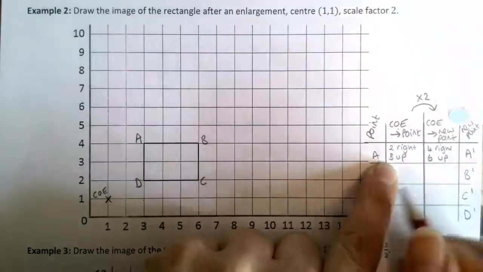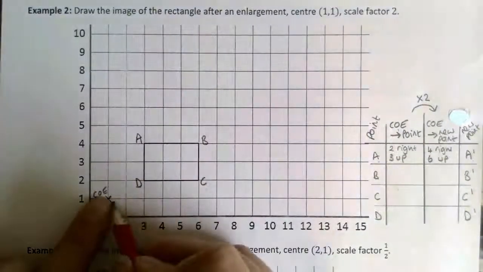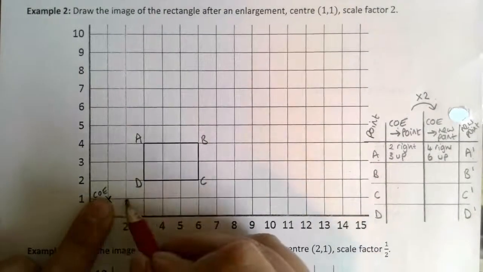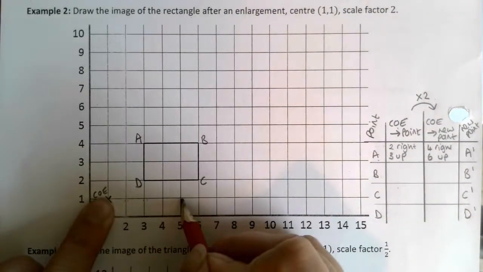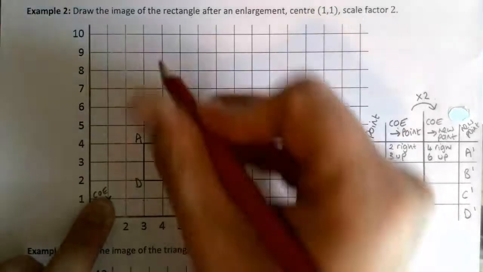Okay, so I'm going to mark that on. From the centre of enlargement to the new point is 4 to the right, 1, 2, 3, 4, and 6 up, 1, 2, 3, 4, 5, 6.